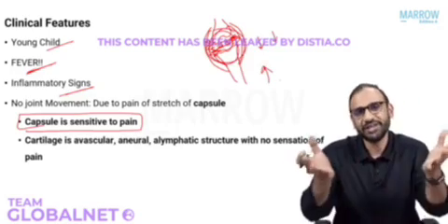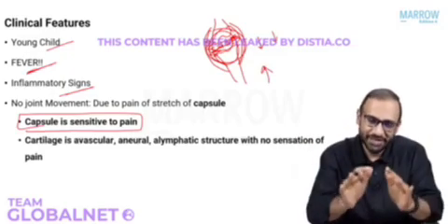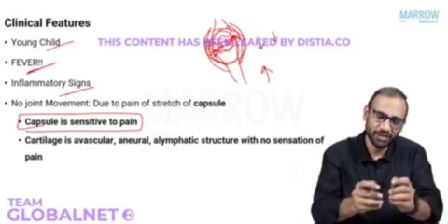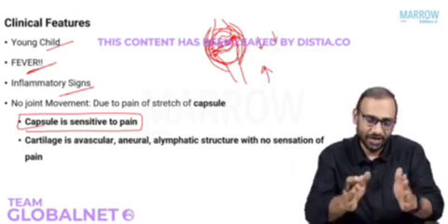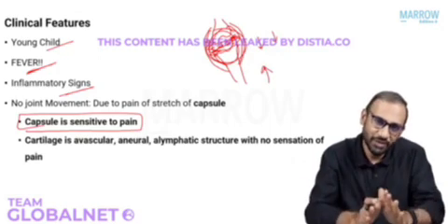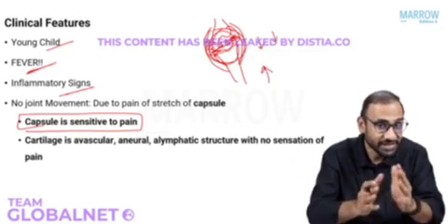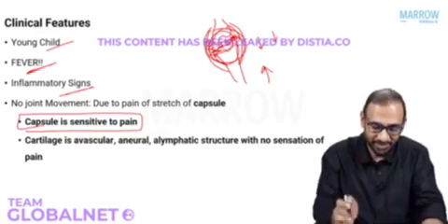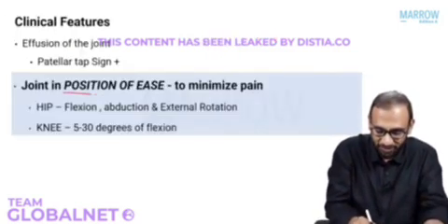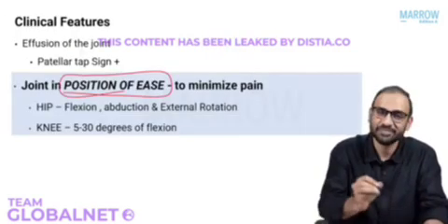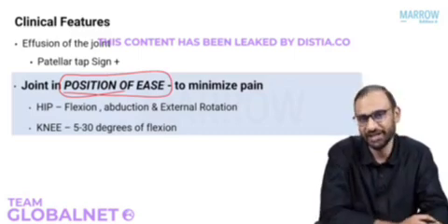What happens when the volume increases? When the volume increases, the pressure will come down. And when the pressure comes down, the stretch of the capsule comes down. And when the stretch of the capsule comes down, the pain goes down. So what is this position for the joint? That is known as the position of ease. Okay, so that will be another important clinical feature.